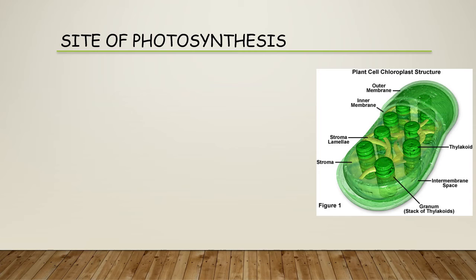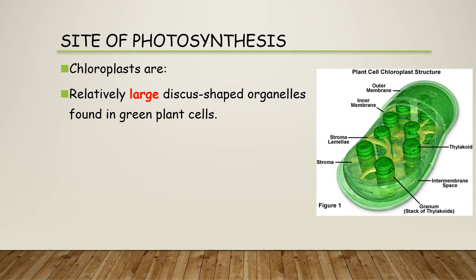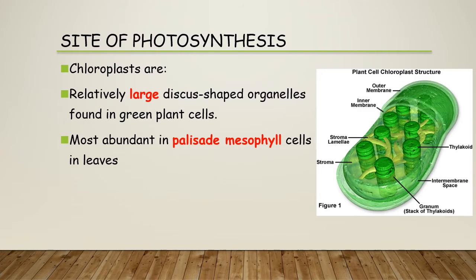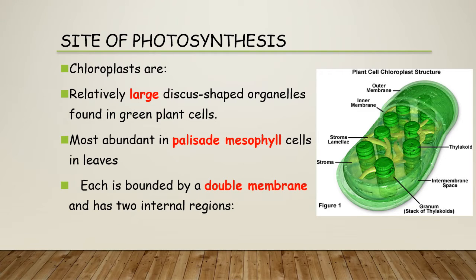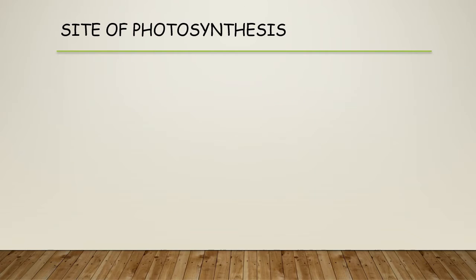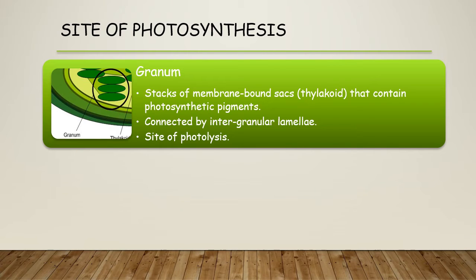You should know by now that the site of photosynthesis is the chloroplasts. They're found in green plants. They're large disc-shaped organelles. They are most abundant in palisade mesophyll cells, which you find towards the top of the leaf. We talked about that in National 5. A new bit of information: they're double membrane bound, and they have two internal regions, which we'll talk about as we go through. The first region is the granum.